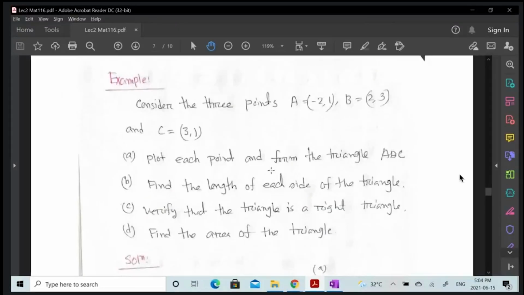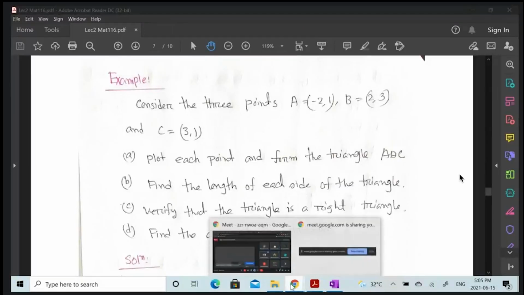Now before going to the next problem, can you take a 5 minute break and then come back? Is it okay with you? Okay, ma'am. Yes, ma'am. Well, let's refresh ourselves. Let's take a 5 minute break and then we will come back and finish the lecture. Alright. We'll come back at 5:10.